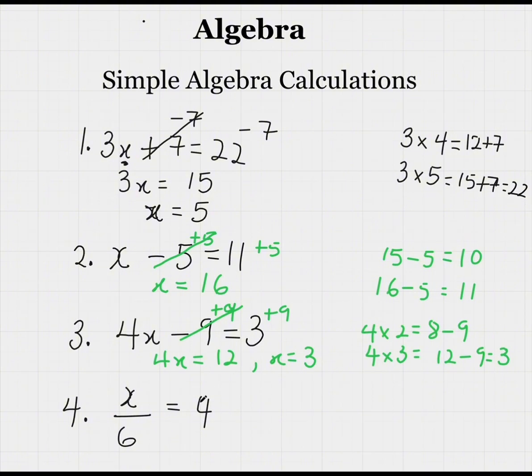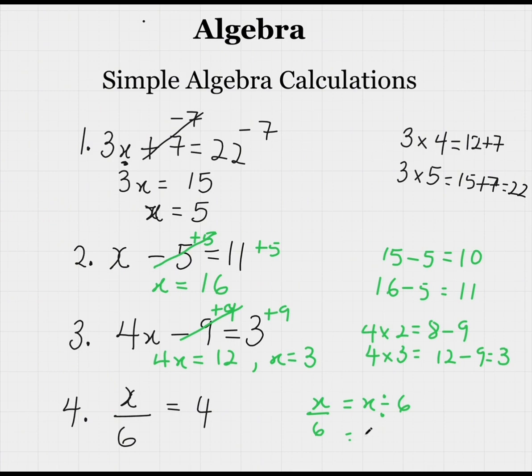Let's do the last question. We have x over 6 is equal to 4. If you want to use the guess game, you're going to have to think of a number that when you divide, you know, a fraction is the same as division. So x over 6 is the same as x divided by 6. So think of a number that when you divide by 6 would give you 4.